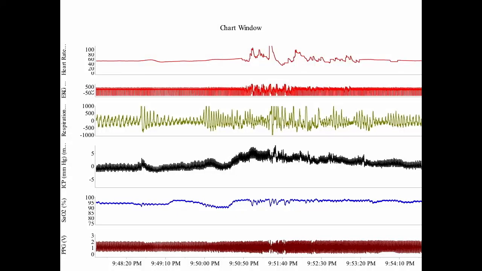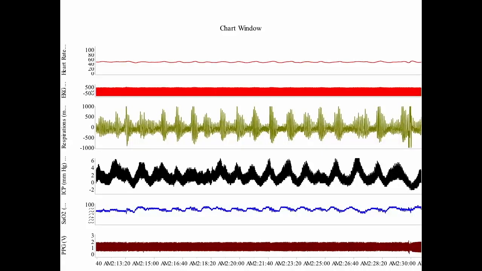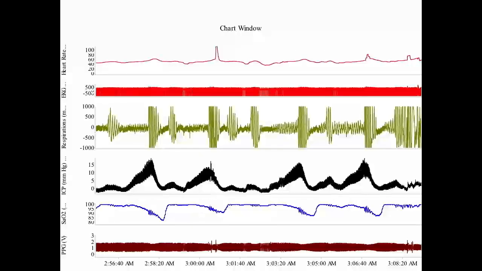Okay, there you go. As we do more monitoring overnight, you see these abnormalities in breathing. So this is a guy who has Cheyne-Stokes breathing. As you can see, every time, sorry, this is probably advancing too fast.